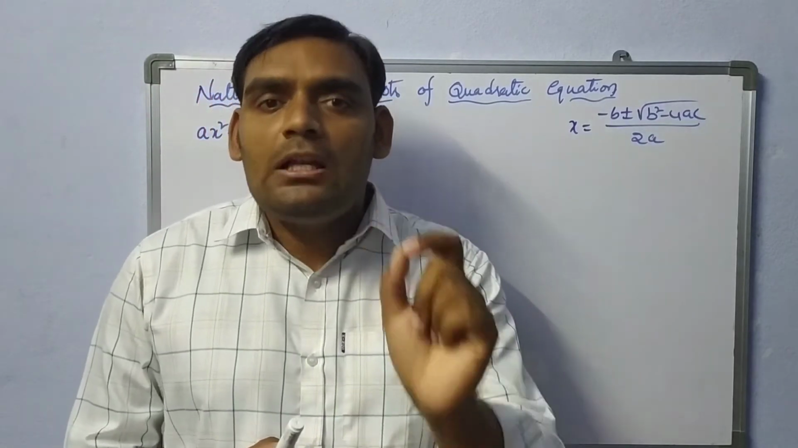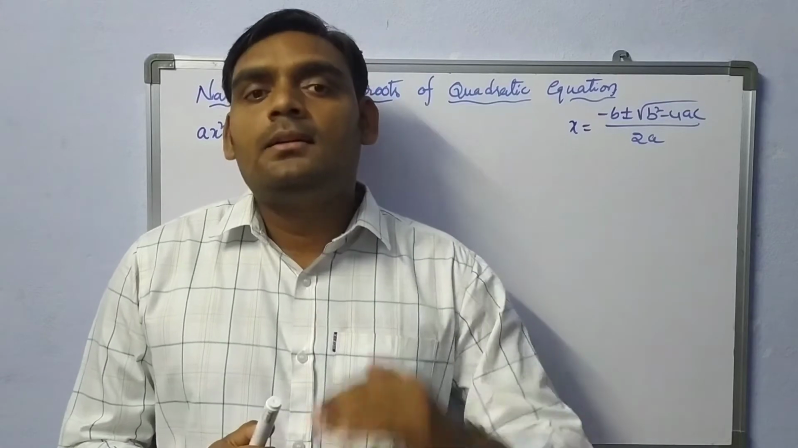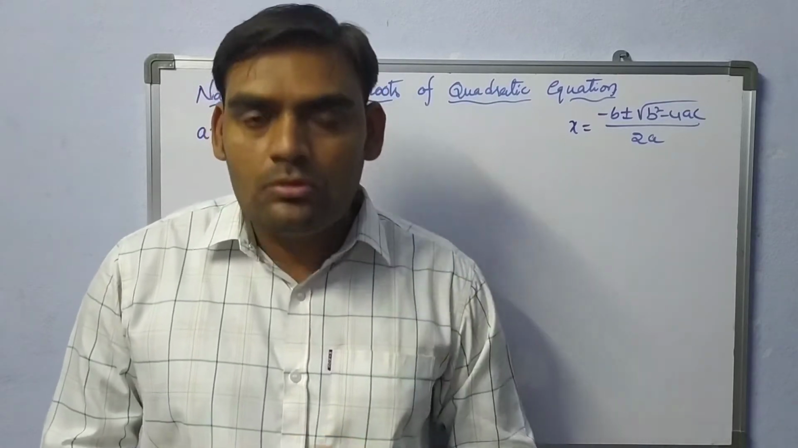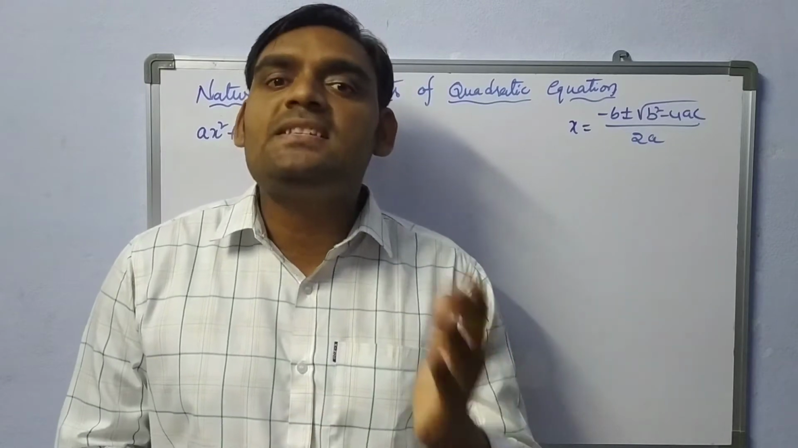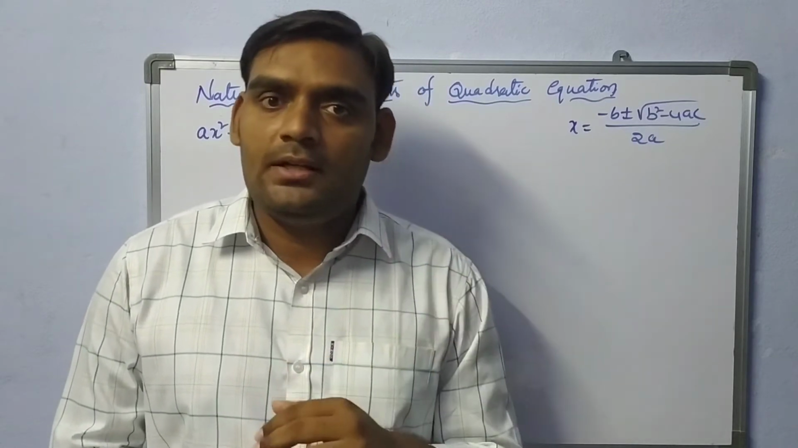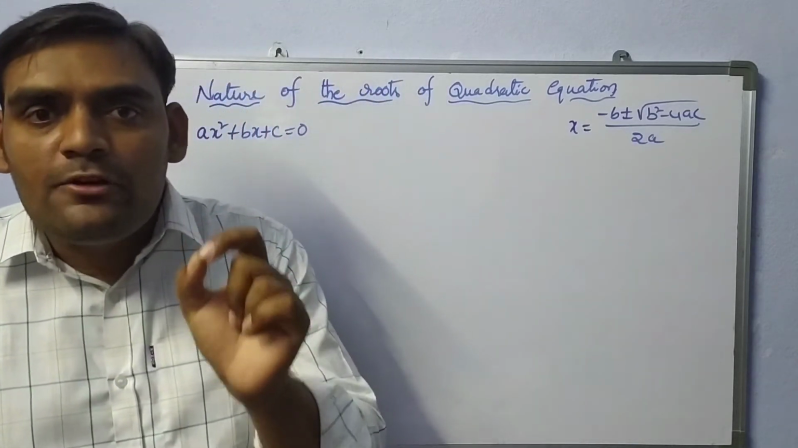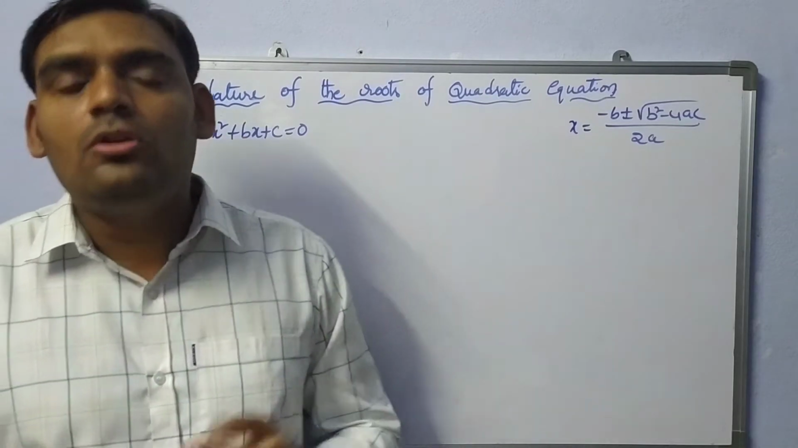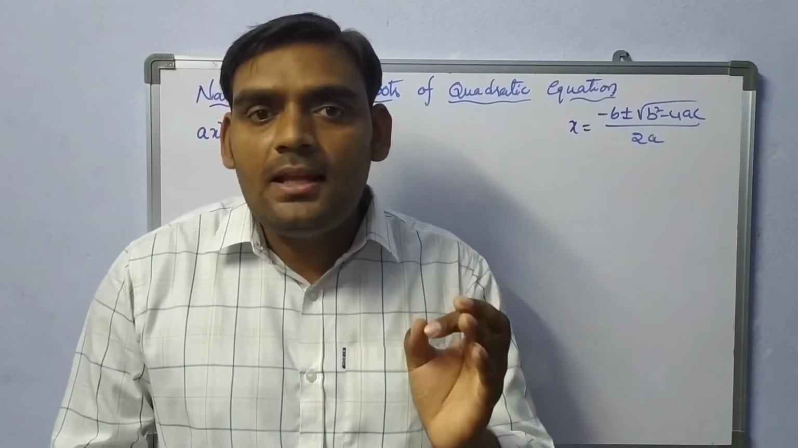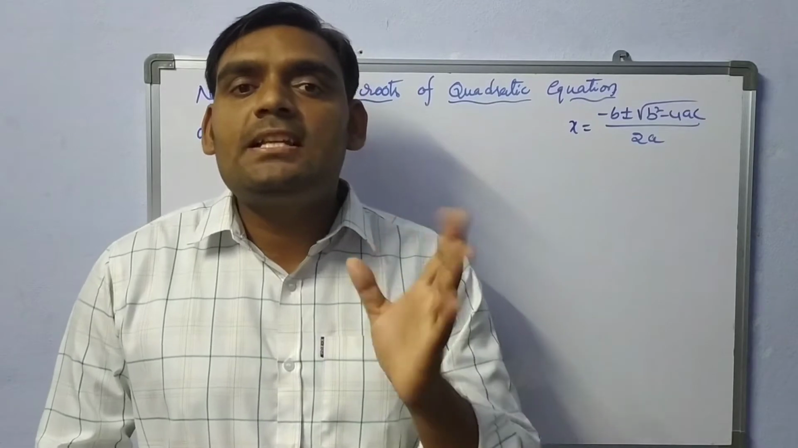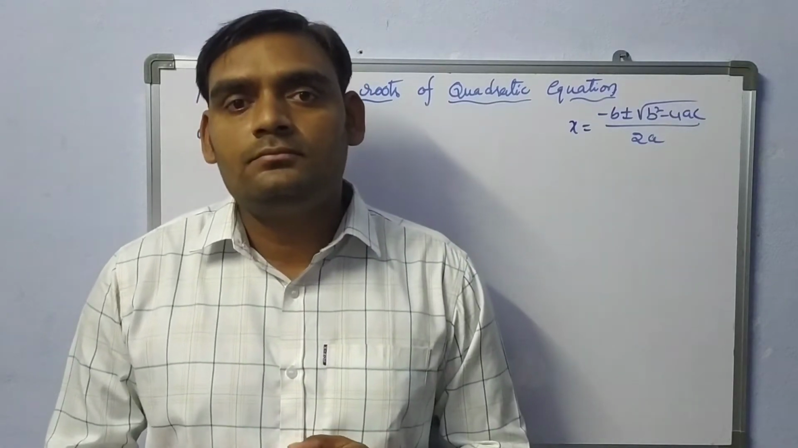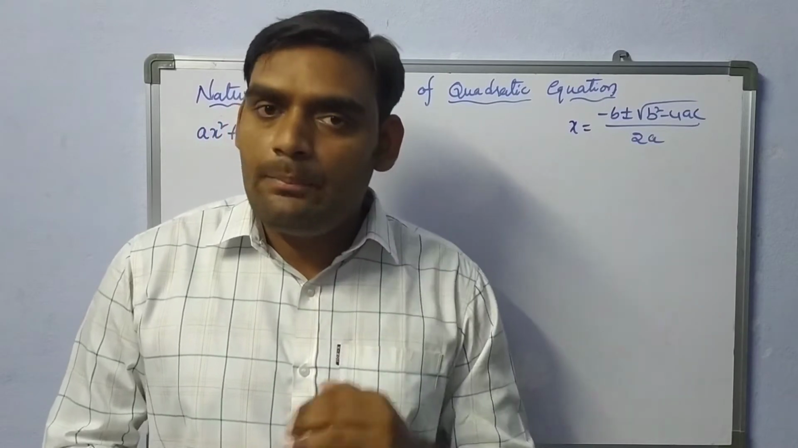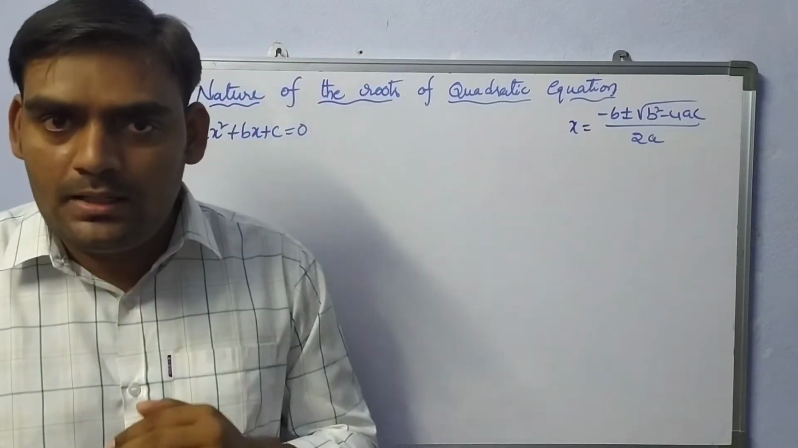If you find the value of the discriminant and that value is greater than 0, roots are real and distinct. Distinct means different, real and different. If the discriminant value is exactly equal to 0, roots are real and equal. If the discriminant value is less than 0, we will get roots that are imaginary numbers, meaning not real numbers.